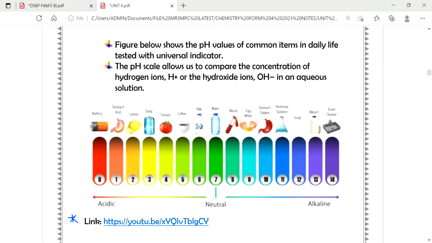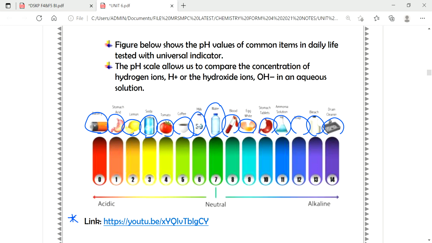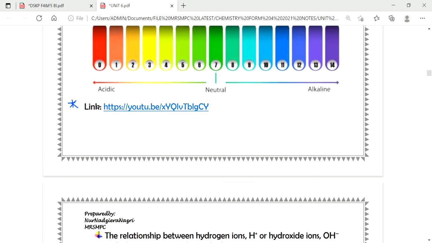Okay, ni adalah contoh-contoh bahan-bahan yang ada acidic solutions, yang dikategorikan sebagai acidic. Coffee dengan milk ni acidic. Okay, yang seterusnya boleh tengok contoh-contoh yang lain dalam alkaline solutions ni. Hanya water, pure water, plain water tu yang neutral, pH 7.